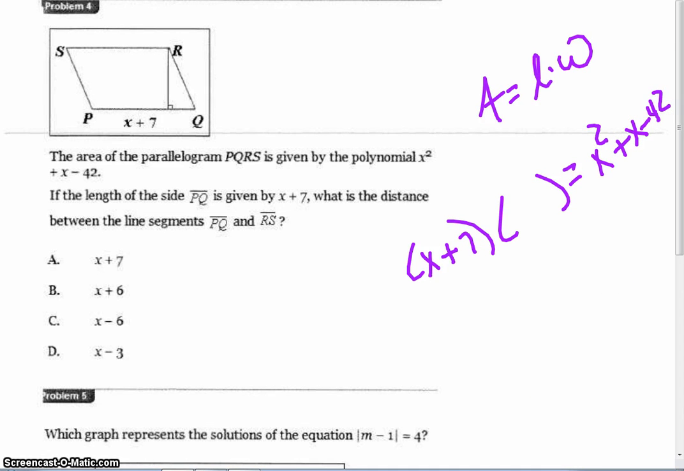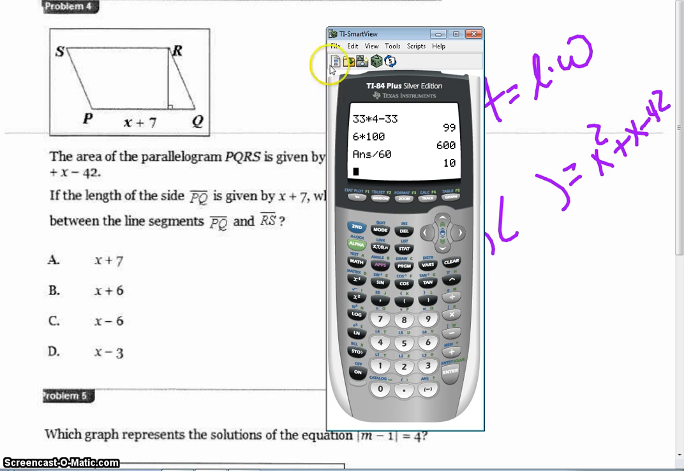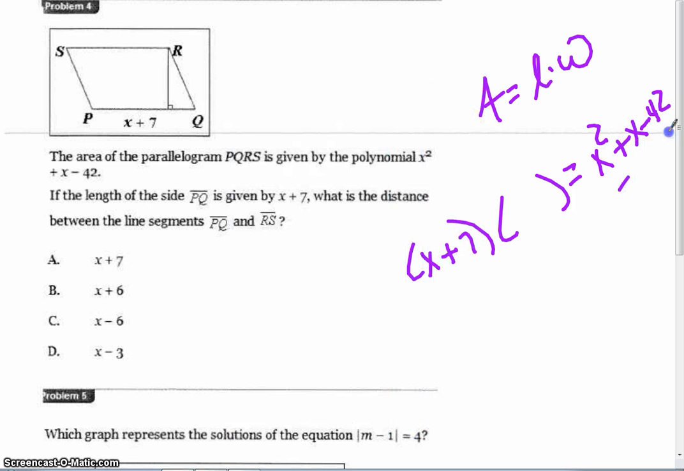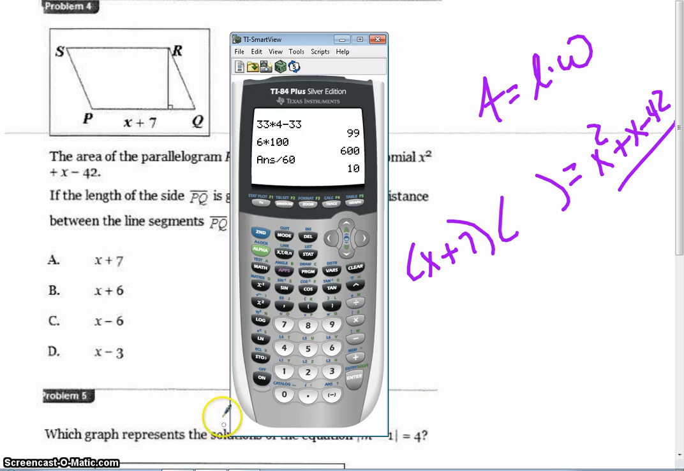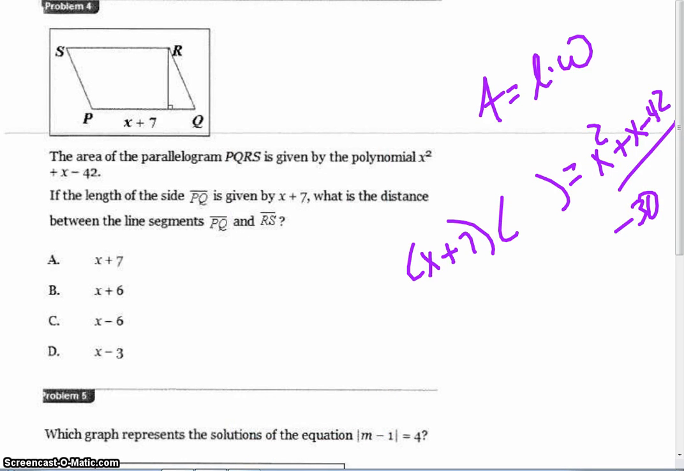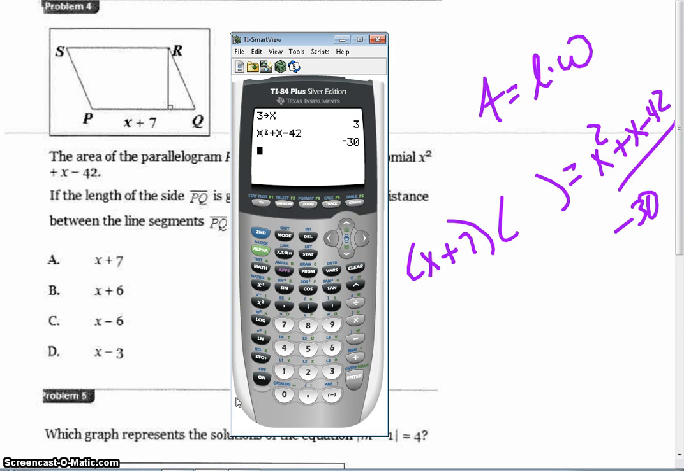I would do trial and error using my calculator. First of all, I would take the area and I would put it in. Don't forget you need a number stored for your x. So I'm going to take 3 and store it for x. So then I'm going to say x squared plus x minus 42, because that's the area. And enter. And negative 30. So my area is negative 30. I've got to find the two that when I multiply them together give me negative 30.